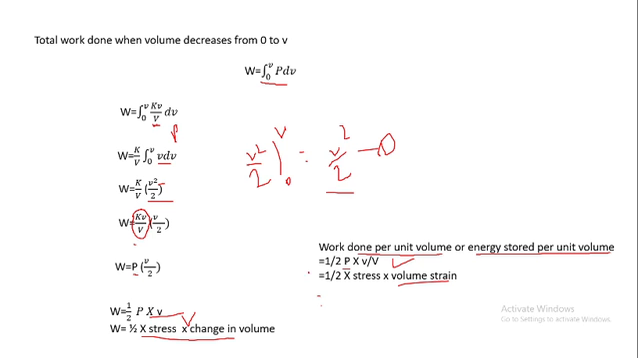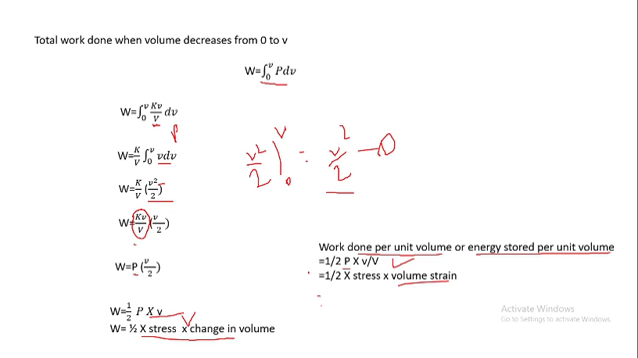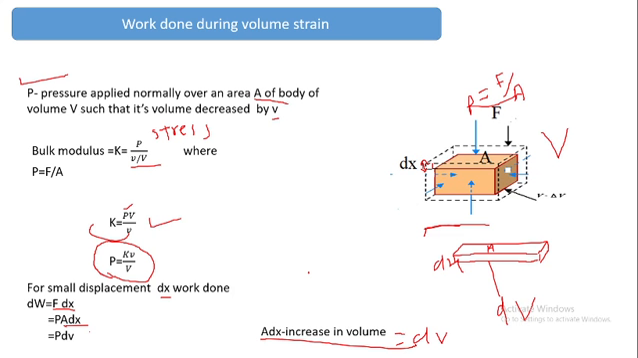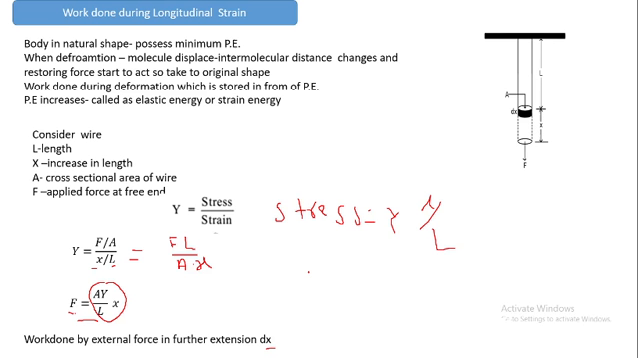So this is the work done during the volume strain, that is, the bulk modulus case. You should remember this work done: work done during the longitudinal strain and work done during the volume strain. There is one more, work done during the shearing strain, which will be seen in the next lecture along with Poisson's ratio. So students, you should remember work done during the longitudinal strain and the volume strain. In longitudinal strain, you should remember the formula of Young's modulus.